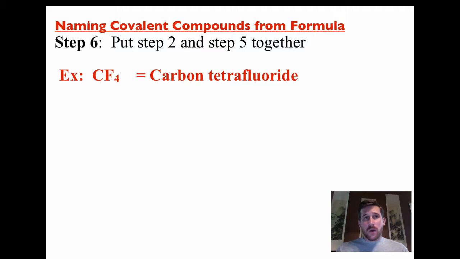And that's how you do it for all covalent or non-metal plus a non-metal binary compounds. So you always just name the first element, whatever it is on the periodic table, and then you make the most changes to that second element.